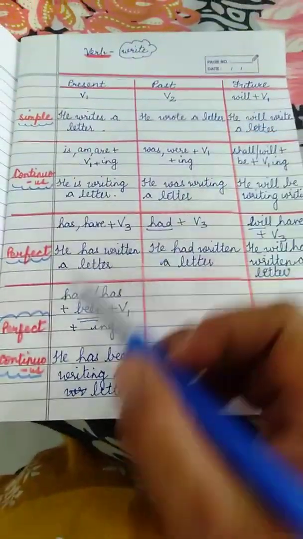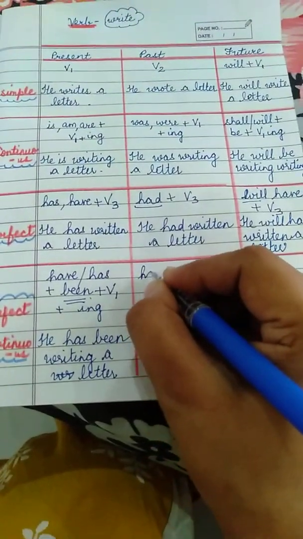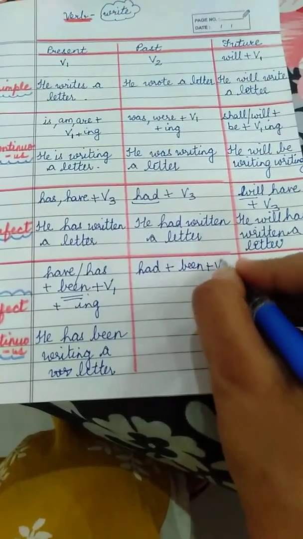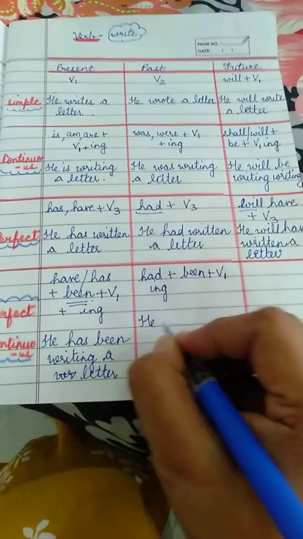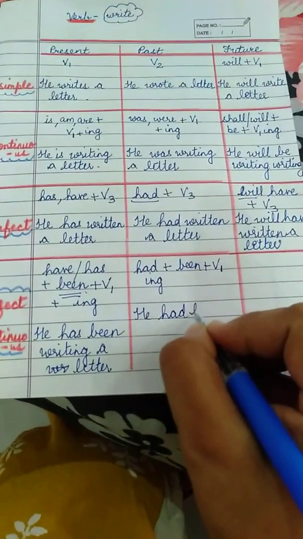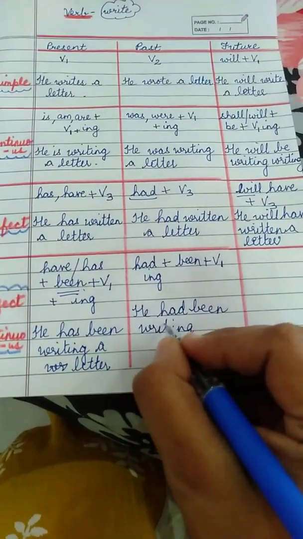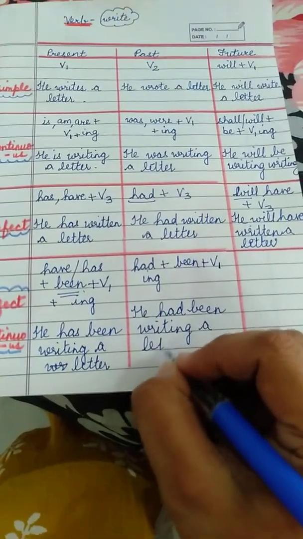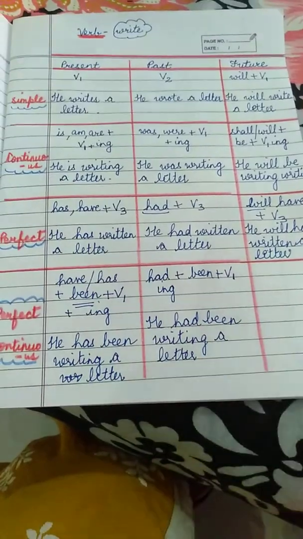So this is about past perfect continuous tense. For past perfect continuous tense we have had plus been plus the verb's first form and ing. So this is going to be, he had been writing a letter. He had been writing a letter.